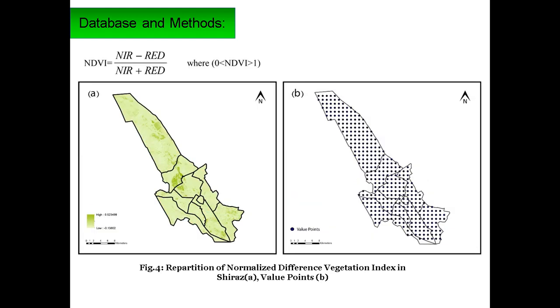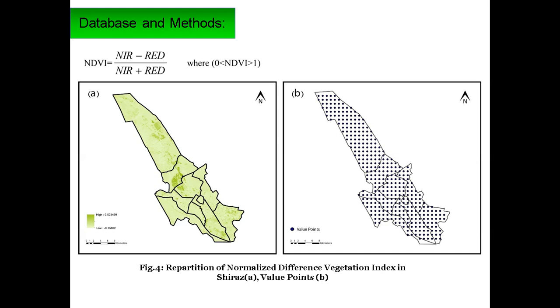In map A, we have the normalized difference vegetation index in Shiraz, and in B, we have value points. Satellite images of July 2021 have been utilized in the study for producing the NDVI map. NDVI allows us to delineate the distribution of vegetation based on the characteristic reflectance pattern of green vegetation. For example, whether the target or the object being observed contains leaf green vegetation or not.